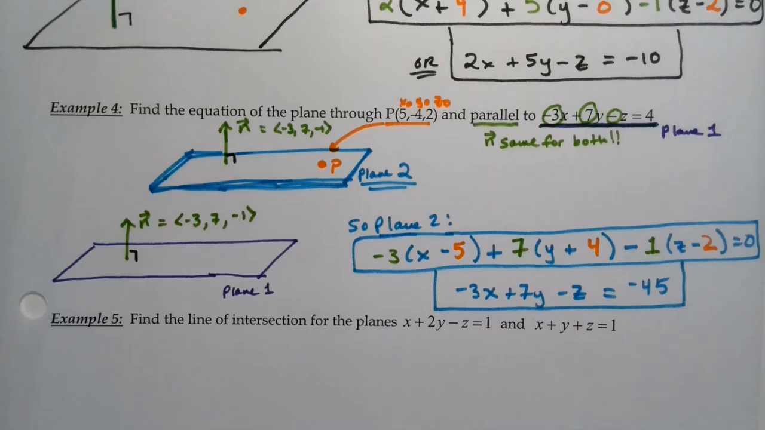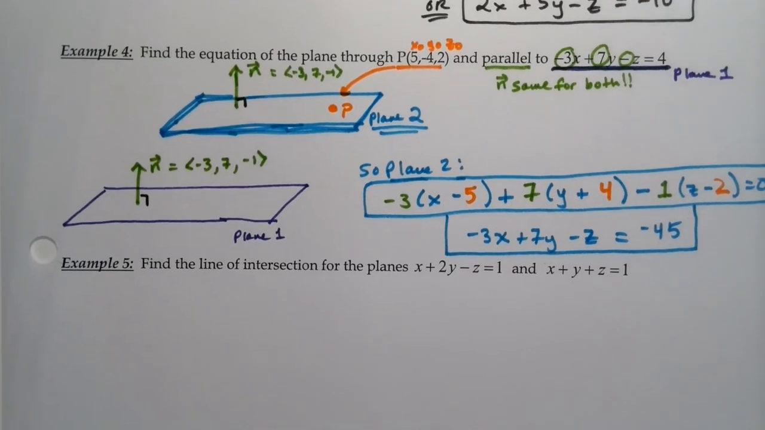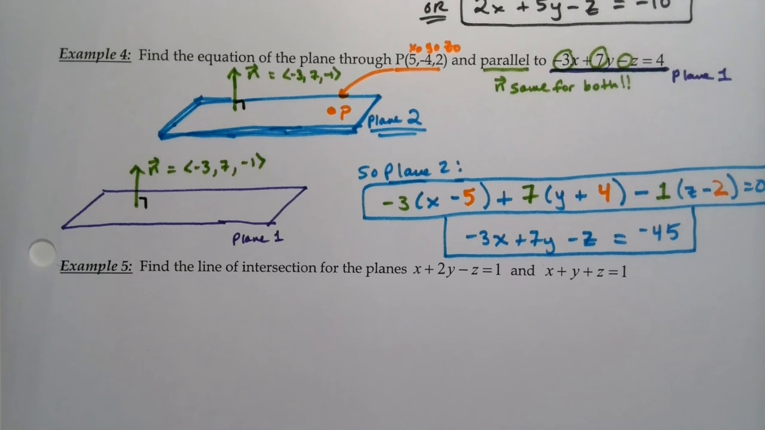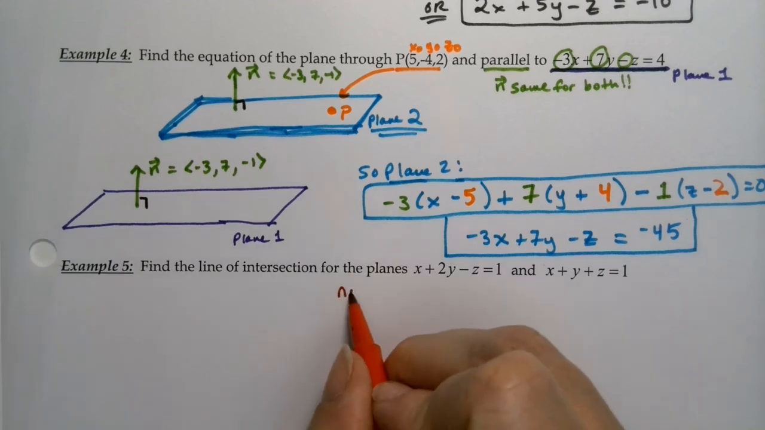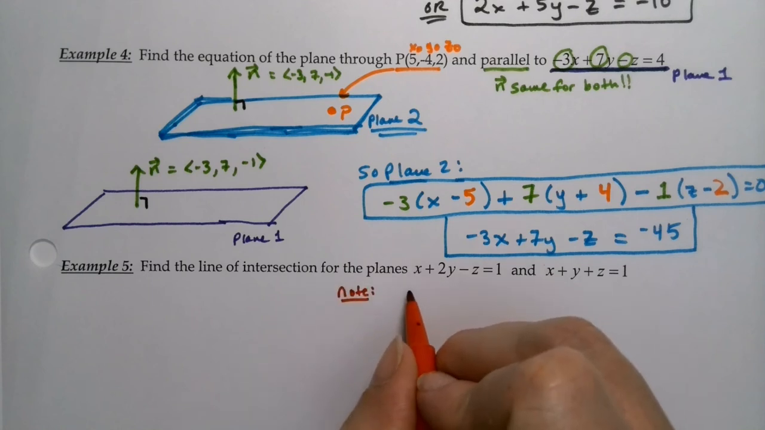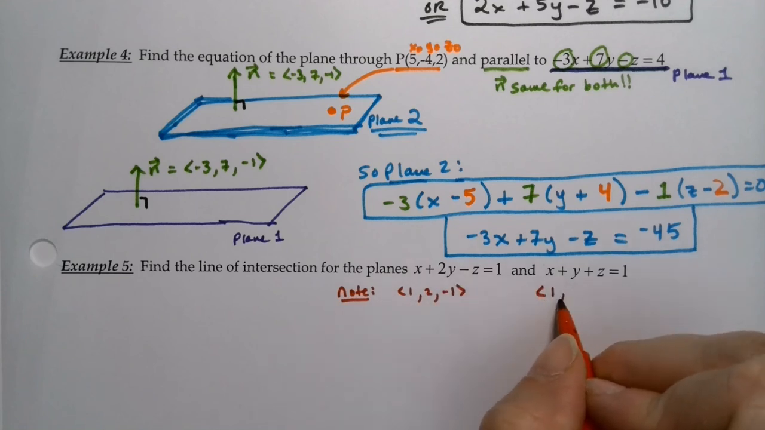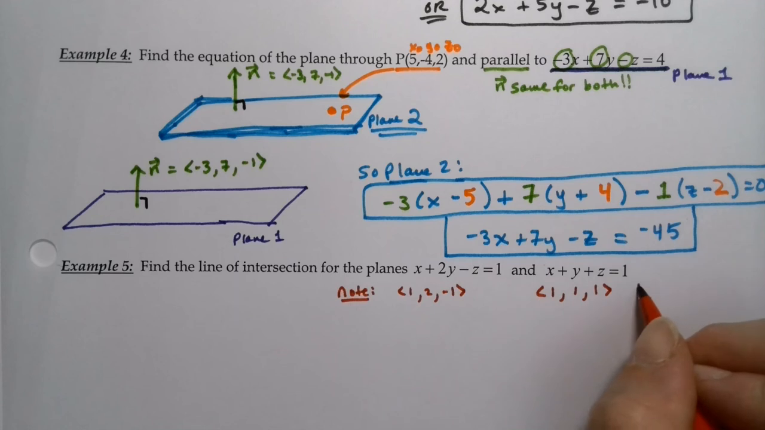So for this next example, we want to find the intersection for the planes x plus y minus z equals 1 and x plus y plus z equals 1. Now for starters, you can tell they intersect because they do not have the same direction vector at all, right? So we know that they are not going to be parallel. In fact, we can make a note of that. So note the direction vector on this one is 1, 2, -1. And the direction vector on this one is 1, 1, 1. So they're not parallel.